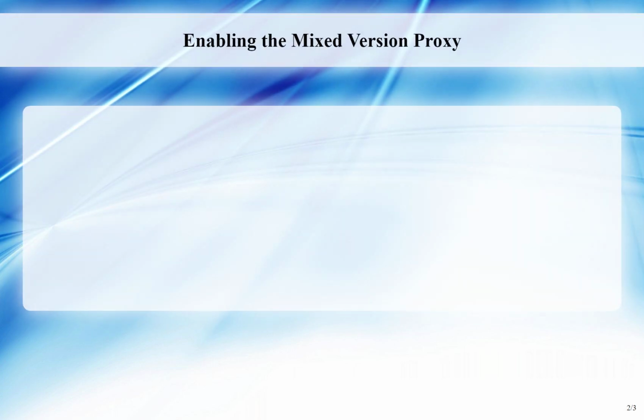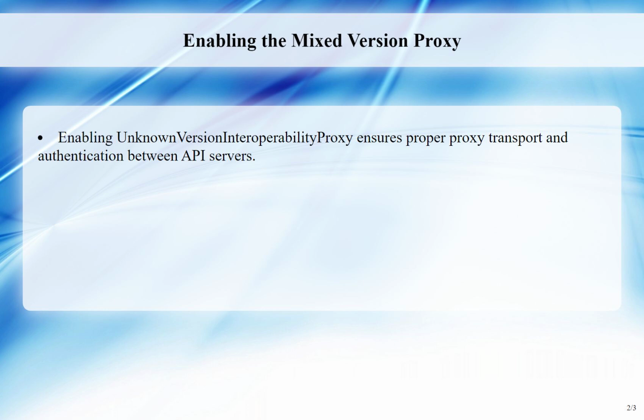Enabling the Mixed Version Proxy. The text discusses the importance of enabling the UnknownVersionInteroperabilityProxy feature gate when starting the API server to ensure proper proxy transport and authentication between API servers. The source kube-apiserver uses existing client authentication flags to present its identity, which is verified by its peer.